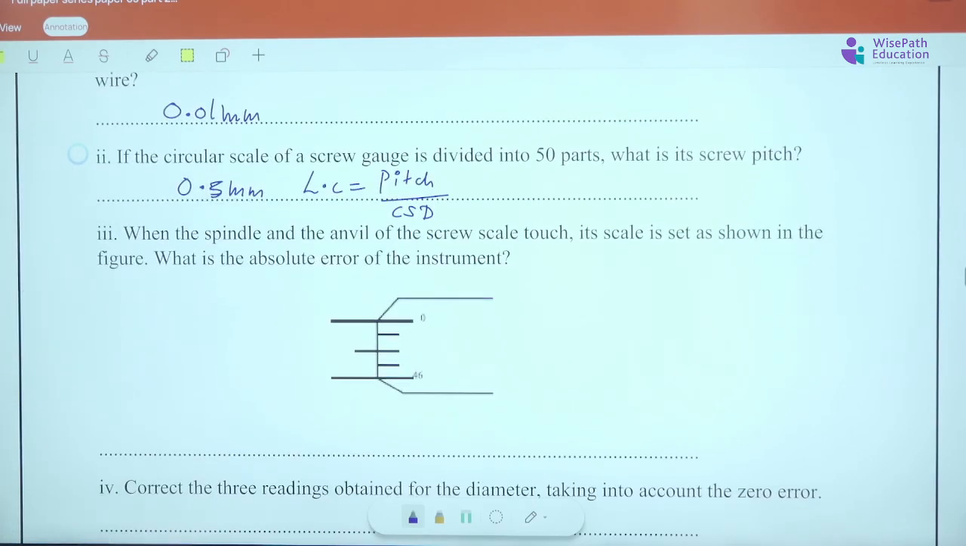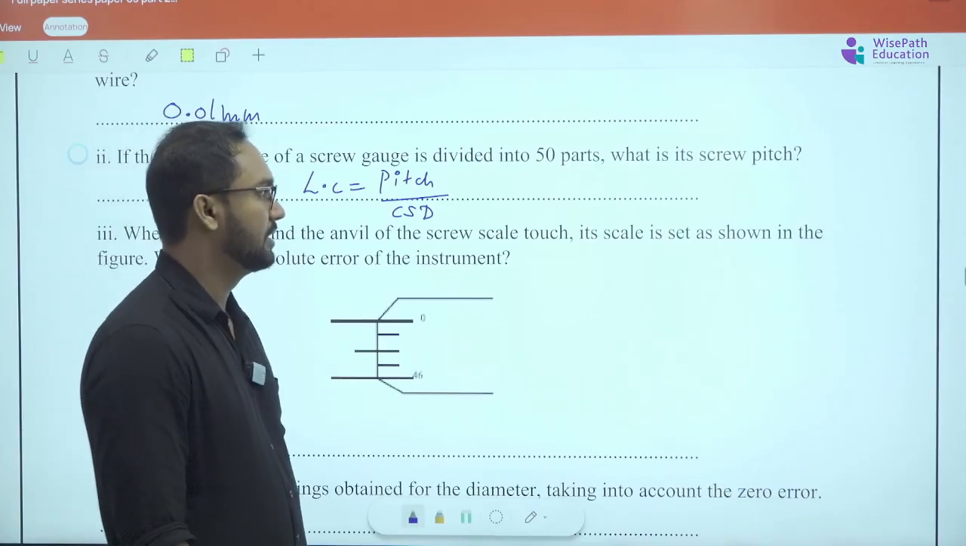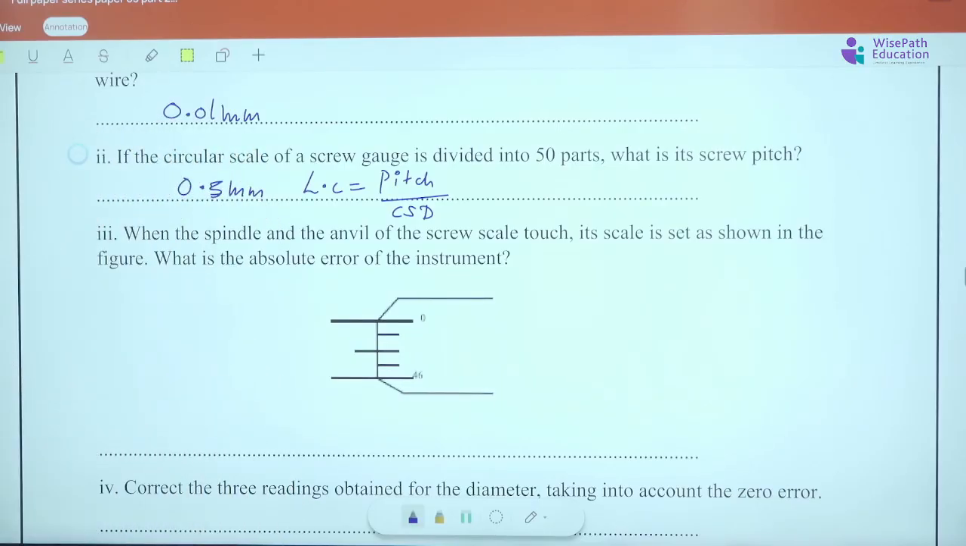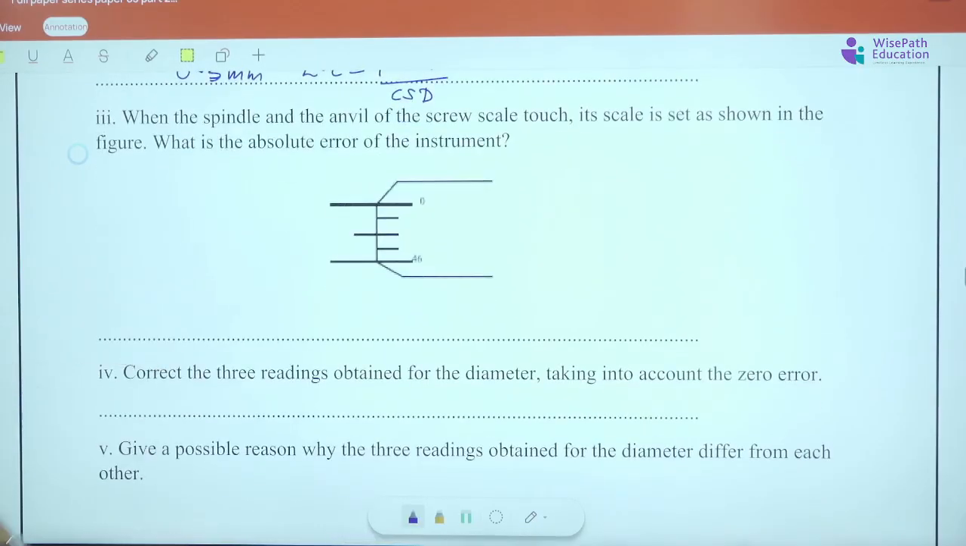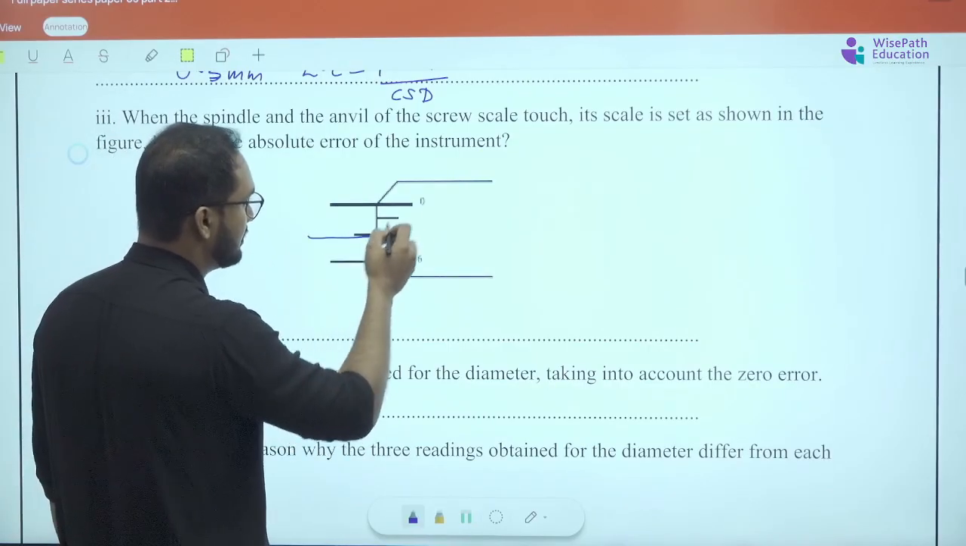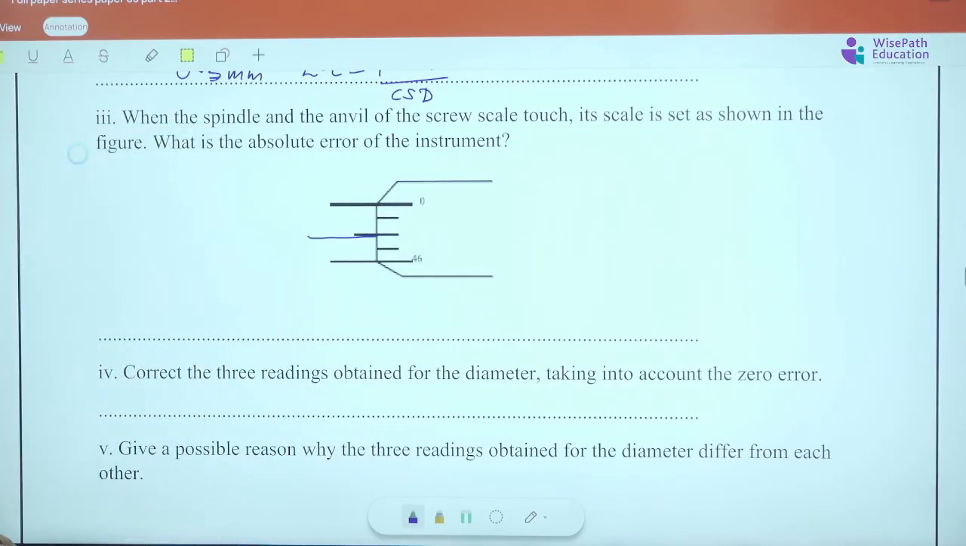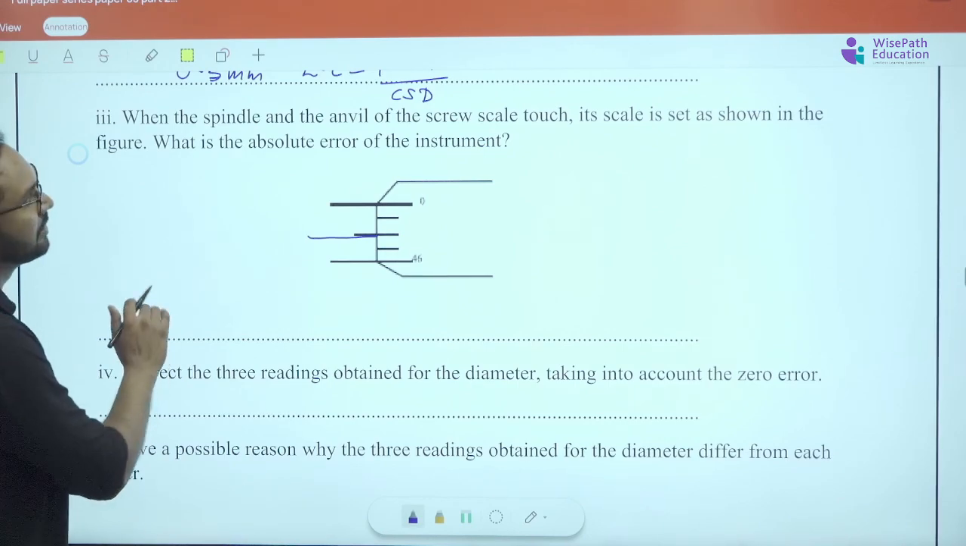When the spindle and the anvil of the screw gauge touch, its scale is set as shown in the figure. What is the absolute error of this instrument? Is it a positive zero error or negative zero error? So this is the midline. Midline is below the zero, so it is a negative zero error, right?